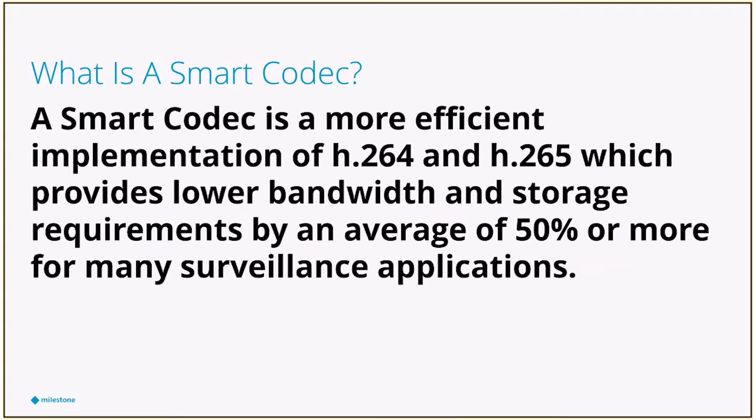So what is a smart codec? It's essentially a more efficient way to do H.264, H.265 that can lower the bandwidth and the storage by up to 50% and sometimes even more. It's something that's been around for probably 2.5 years or so, maybe 3 years. I think Axis was the first one that came out with it, but it's been around for a while.